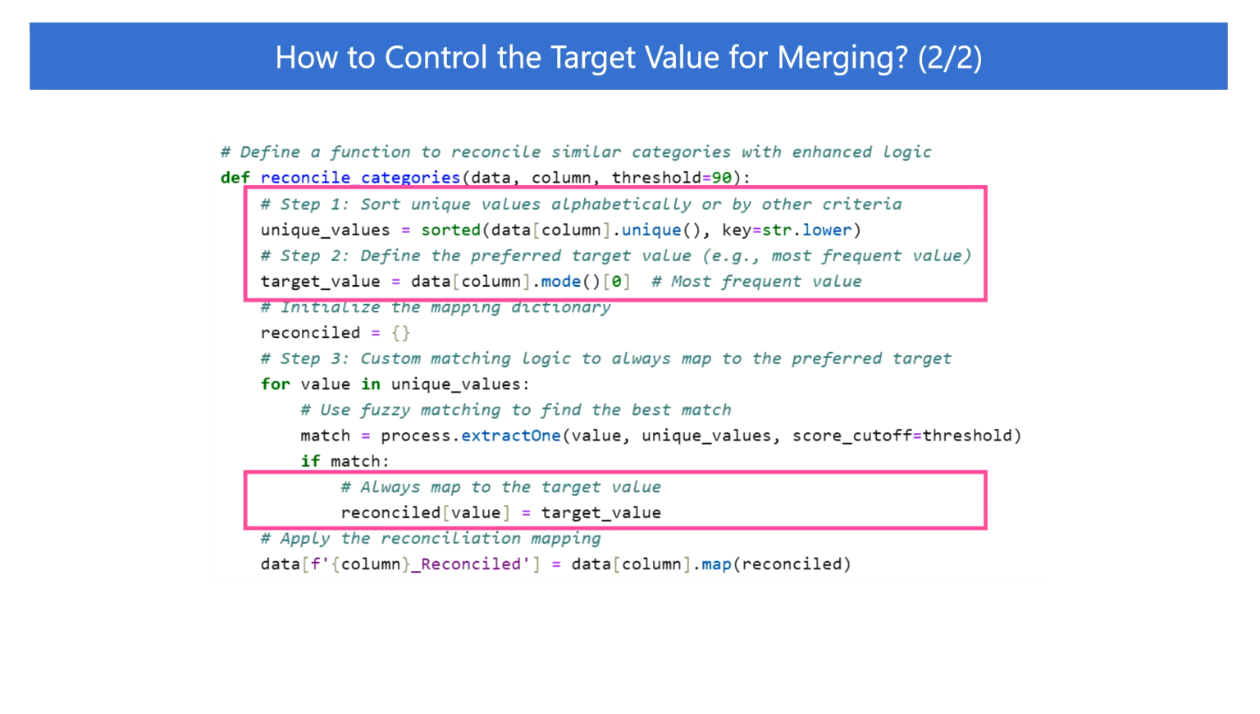Using these snippets, we can revise our original function in this way. We can customize the matching logic here. Instead of matching each value to its closest match in unique_values, all values are mapped to the predefined target_value, ensuring consistency.